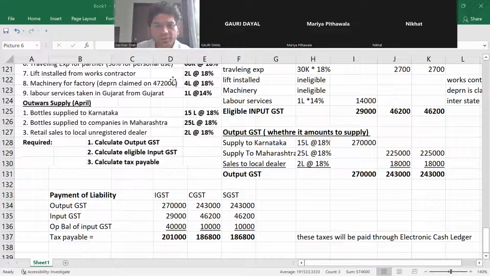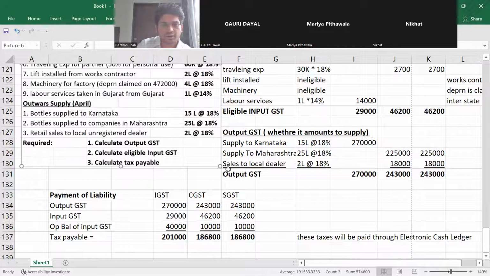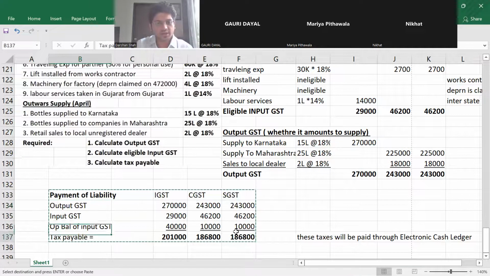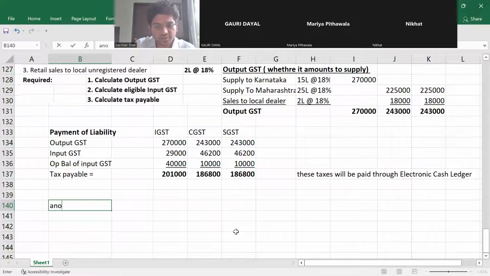Sir, my doubt is, if it would have been negative 2,01,000 in IGST, what would have been done? Okay. Let us see. So let us say that this was our final answer. Hypothetically, let us say another example. I'm just taking another example.